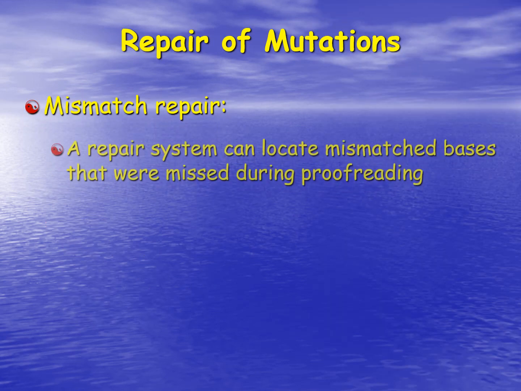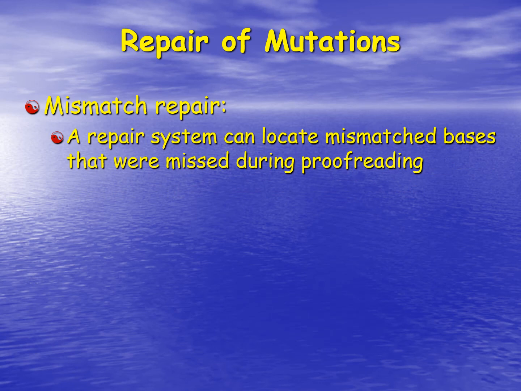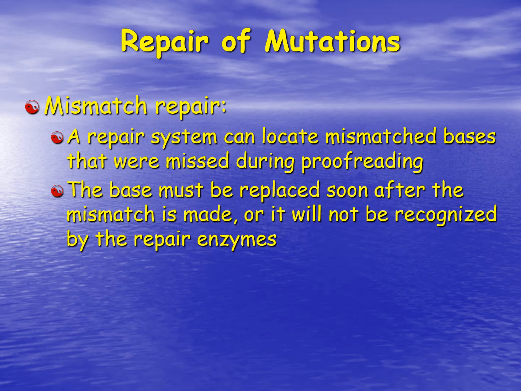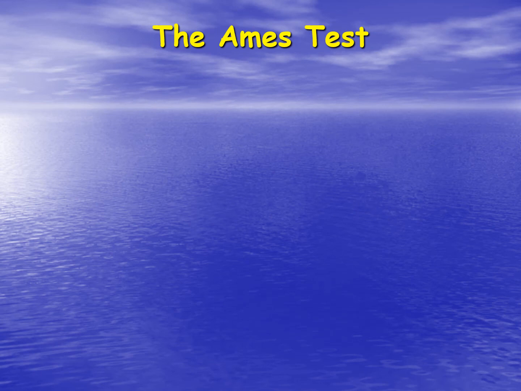Mismatch repair. This is a repair system that's usually primarily found in those polymerases that can locate the mismatched bases that were missed during the proofreading process. The bases do need to usually be replaced soon after the mismatch is made, or oftentimes the repair enzymes won't be able to recognize it and it will remain.